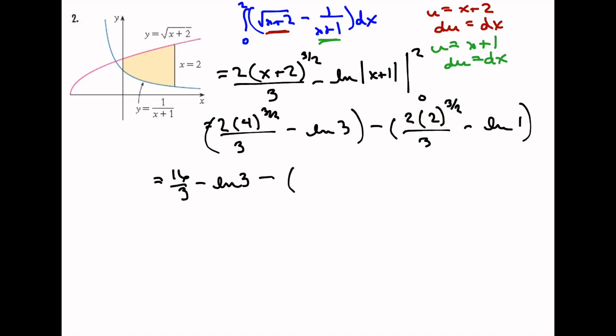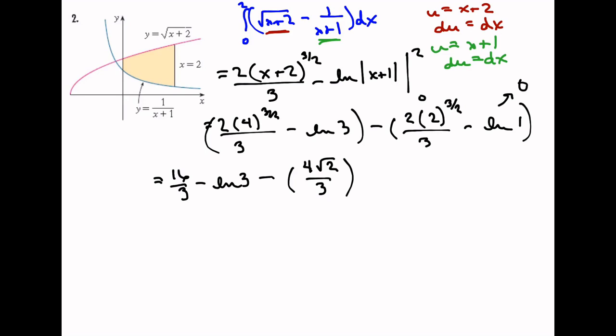So that's going to be, not what I was about to write. Okay, 4 times the square root of 2. And then what is the natural log of 1? The natural log of 1 is 0. All right, so we're finally almost done.